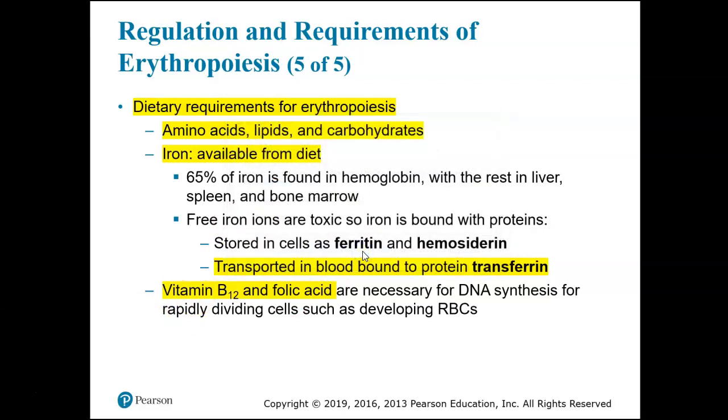We are starting with slide number 35 from the Chapter 17 PowerPoint slides, and we are going to finish up covering erythropoiesis, which, remember, is the production of red blood cells or erythrocytes. So, what we need in our diet for erythropoiesis to occur so that we can produce an adequate number of red blood cells, we need amino acids to form the proteins.